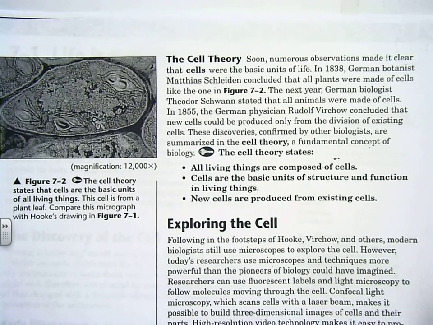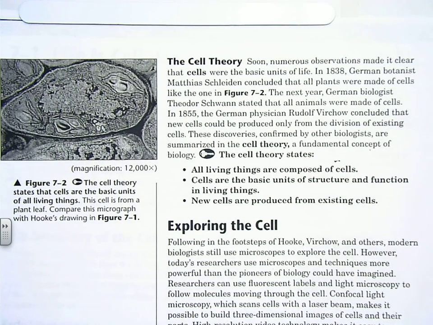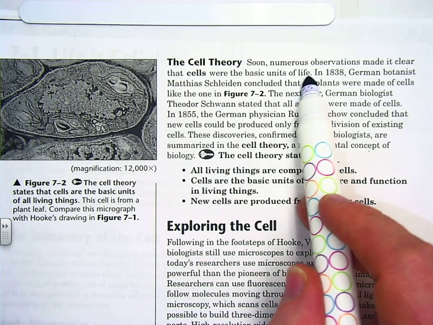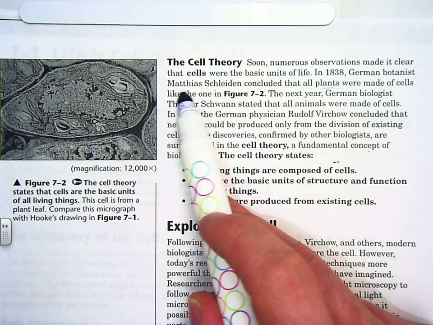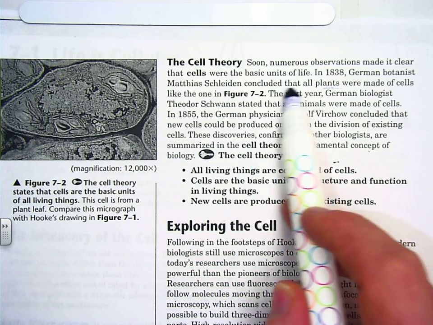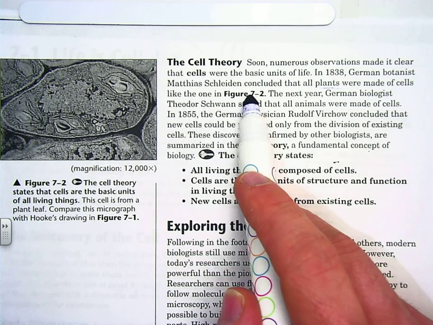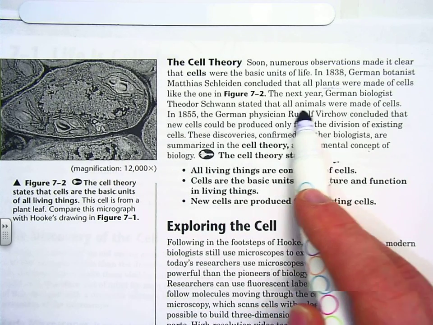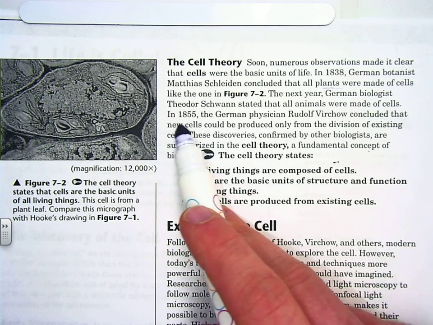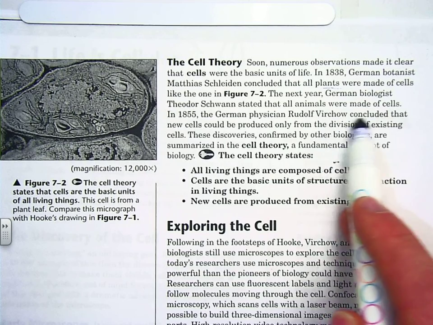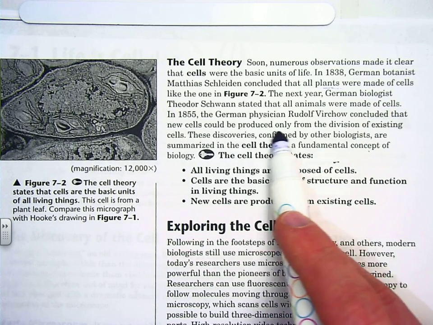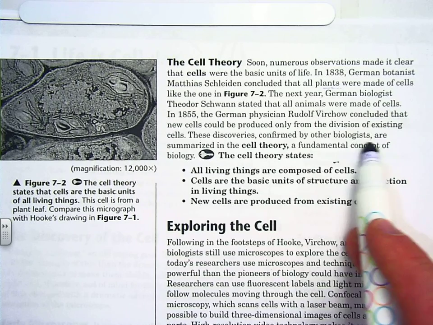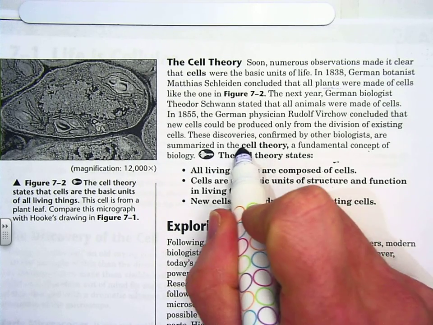The cell theory. Soon, numerous observations made it clear that cells were the basic units of life. In 1838, German botanist Matthias Schleiden concluded that all plants were made of cells like the one in figure 7.2. The next year, German biologist Theodor Schwann stated that all animals were made of cells. In 1855, the German physician Rudolf Virchow concluded that new cells could be produced only from the divisions of existing cells. These discoveries, confirmed by other biologists, are summarized in the cell theory.